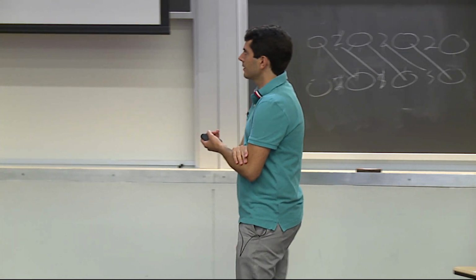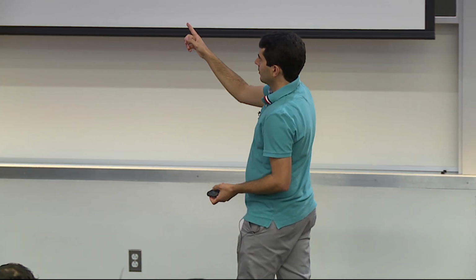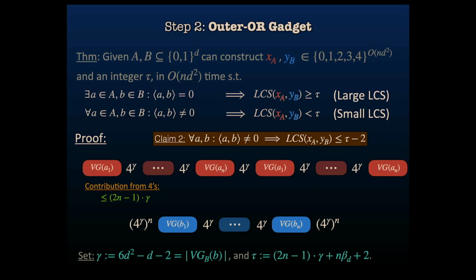Okay, so in this case, let's compute the LCS. There's contribution from fours and from other stuff. From fours, it's at most this, because that's the entire amount of fours, and the first string is this much. So that's an upper bound on the fours. And then what's the contribution from these gadgets?